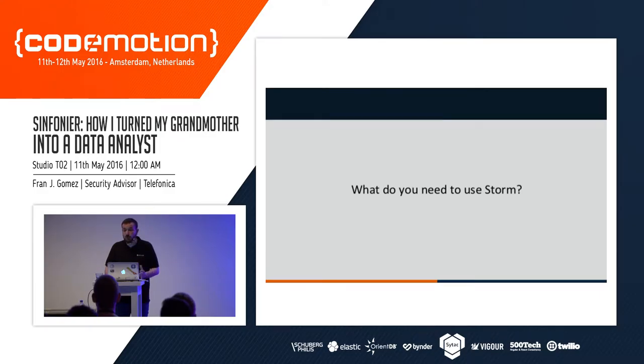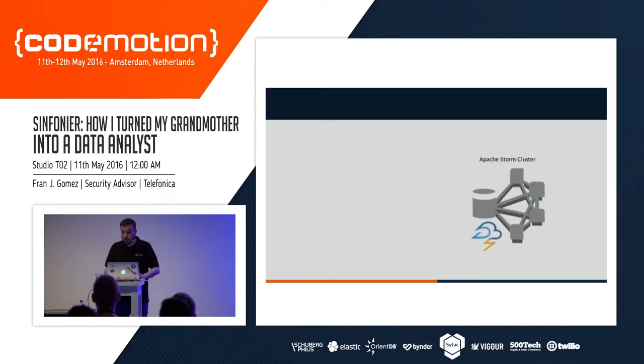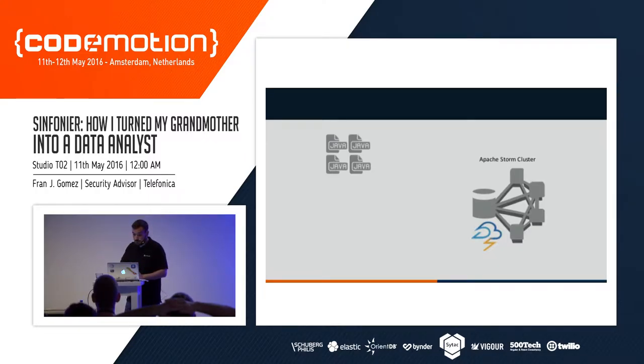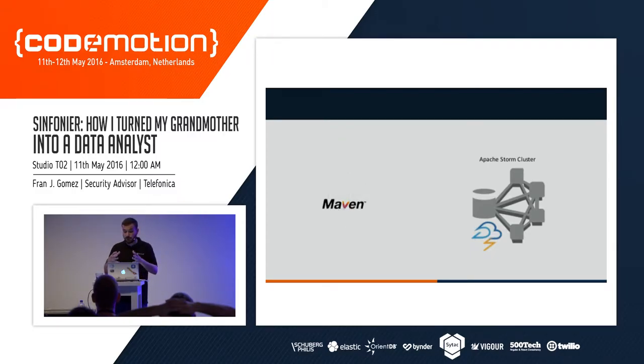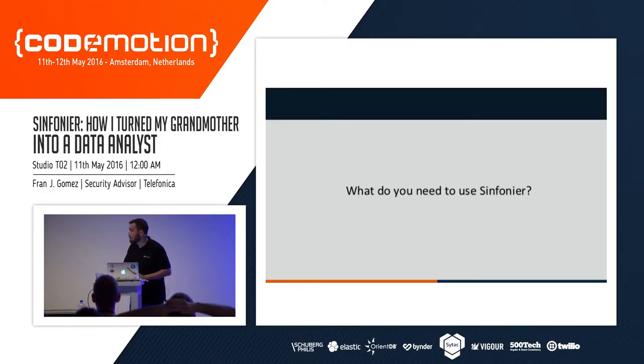So, what do you need to use Storm? The first thing you need is to deploy a Storm cluster. You need to have a cluster running, and then you need to code all the bolts, all the modules you need to make your processing, in Java, for example, or you can use Python or another language. Then with Maven, you need to create the file that contains all the information that you coded, and put it in the cluster. That's it. I'm so lazy to do this every day. I don't like it. So this is why we created Sinfonier.